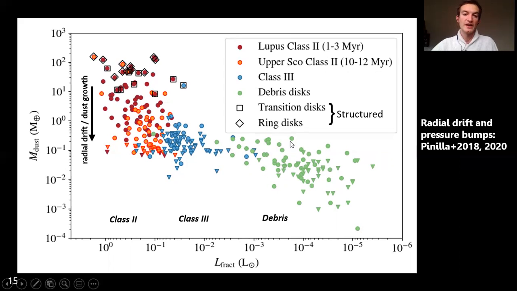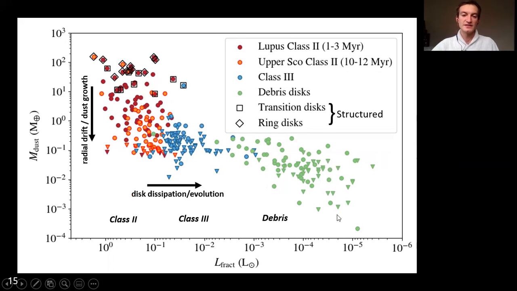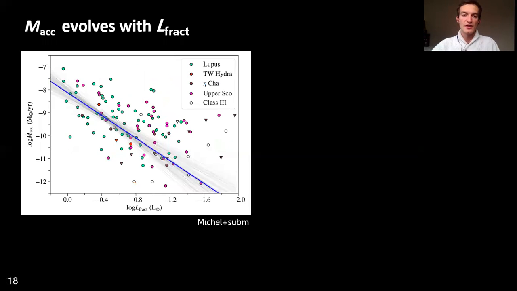2018 and 2020. In comparison, most of the other disks are radial drift dominated, and so their millimeter dust mass drops rapidly. And by the time the gradual fractional disk luminosity process is taking place, they end up in the tail end with low millimeter disk dust masses and lower fractional disk luminosities. And so this is what we call a gradual disk evolution, where the disks are undergoing dissipation.